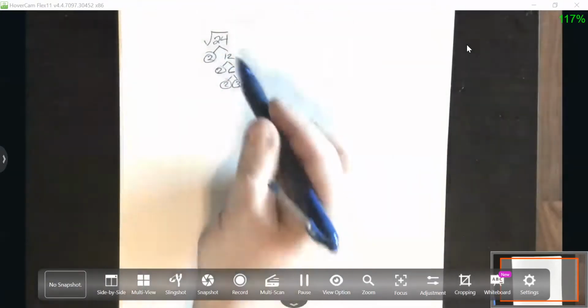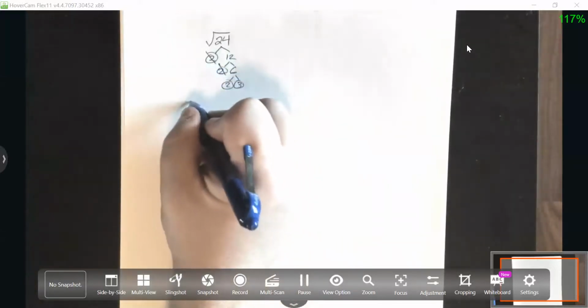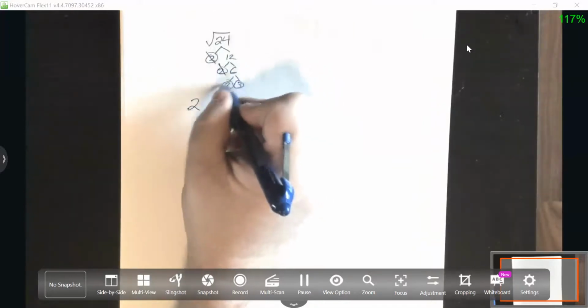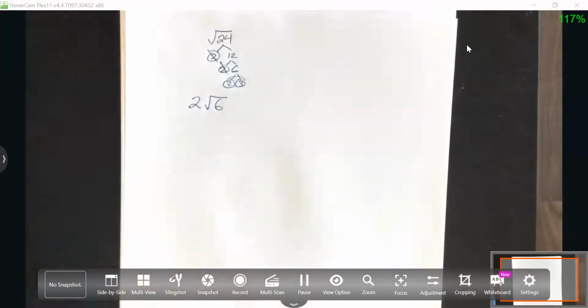Once we'd done that, we looked through and looked for pairs. There's two 2's, so that means a 2 can come outside of the root. We'd have a 2 and a 3 who don't have partners left inside. So reduced, root 24 would become 2 root 6.